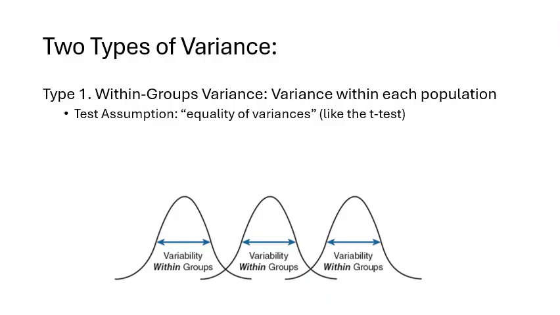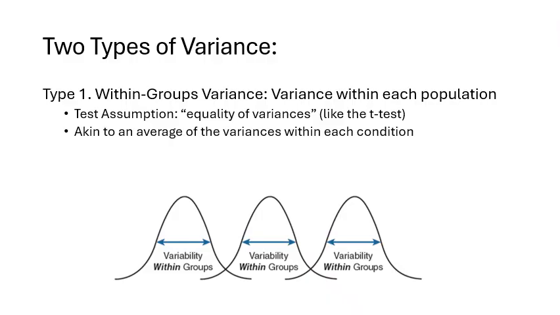And so the test assumption is equality of variances, and once again, just like in the independent samples t-test, all we're doing is assuming that all of these samples, like the criminal record, the no criminal record, and the control group, that their variances aren't too different. If the variances are really different, then we have to take some different steps to do the test. So we do have that assumption here. In this particular case, within group variance is akin to the average of the variances within each condition. So that's what we're doing, figuring out the variance for each condition and kind of averaging them out.